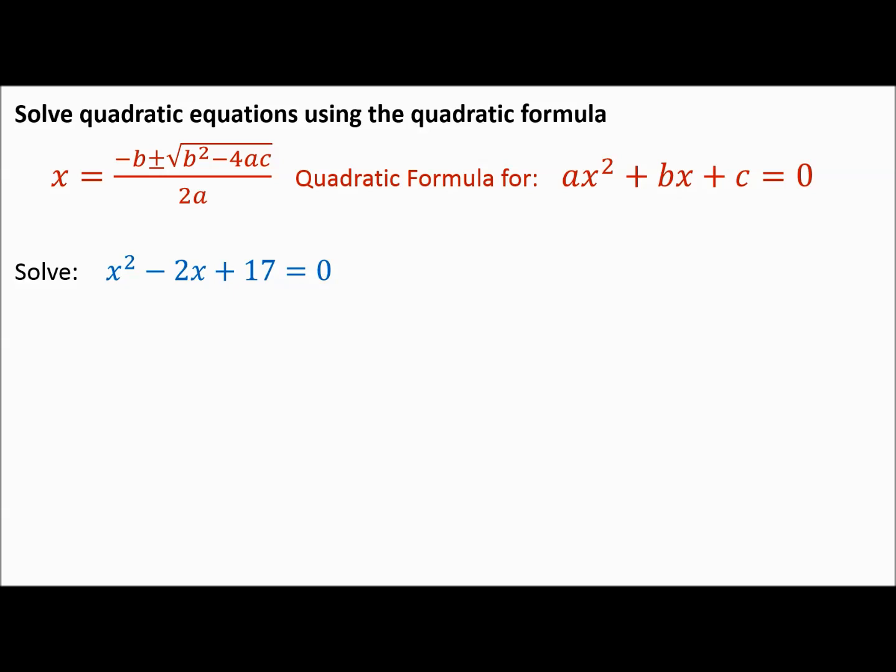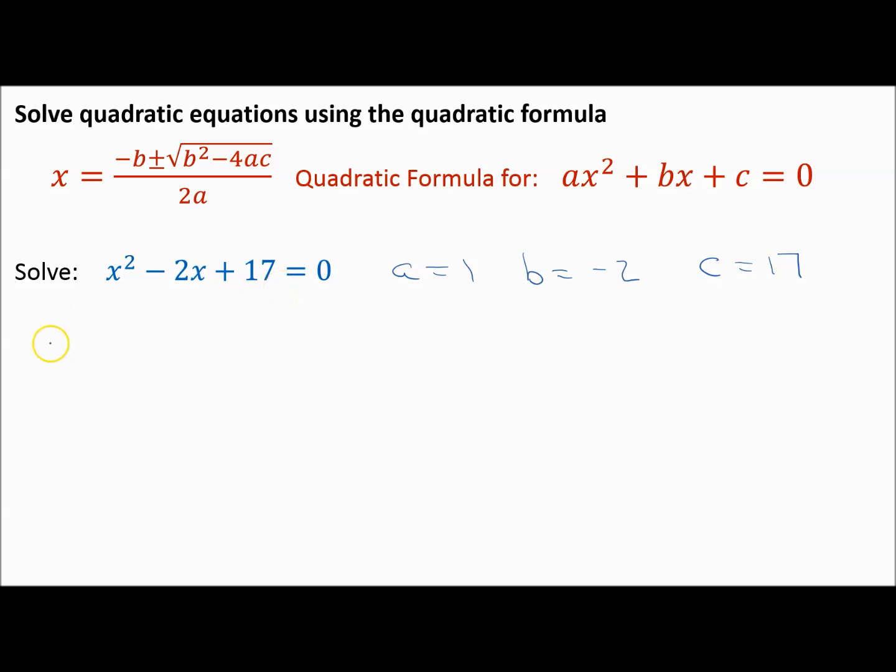Notice it is. So that means our a is 1, our b value is negative 2, and our c value is 17. So a is the number in front of x squared, b is the number in front of x, and c is your constant value. Notice I also took the signs with it. That's a positive 1, so I put 1. It's a minus 2, so I put negative 2, and 17 is positive, so I put 17.